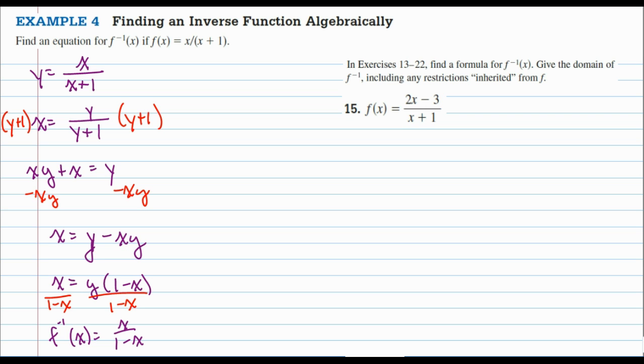Now try problem number 15, which also asks us to find the formula for the inverse of f. But in addition, it wants us to give the domain, including any restrictions inherited from f. Okay, first things first. Let's exchange x and y. So first I'm going to write y equals 2x minus 3 over x plus 1, and I'm going to exchange every x for a y, and vice versa.